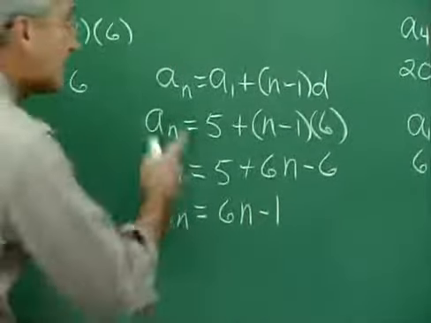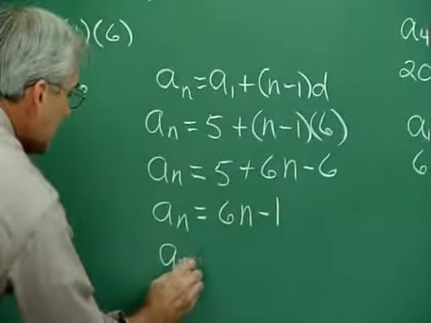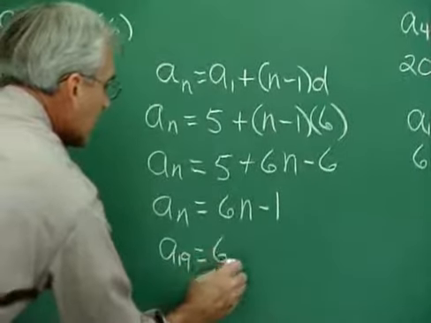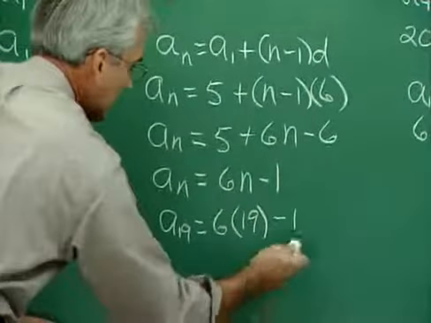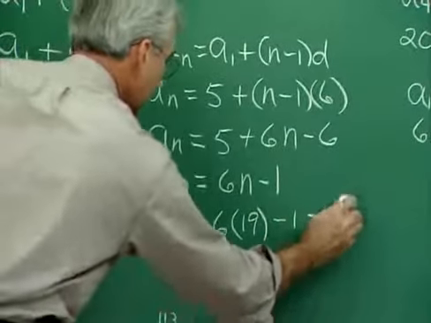What about a sub 19? That's what we're after. A sub 19 is found by just using this expression, 6 times 19 minus 1. It turns out that this value is 113.